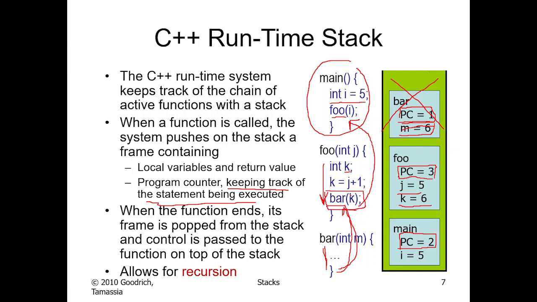Once the foo function is done executing, these local variables will be destroyed, and the program counter register will be loaded with this value, and this frame will be taken off the stack, and we return to the main function. Once the main function is done executing, the local variables inside the main function will be destroyed, and the control would return to some place inside your operating system. Okay, so this is how the C++ runtime stack works.